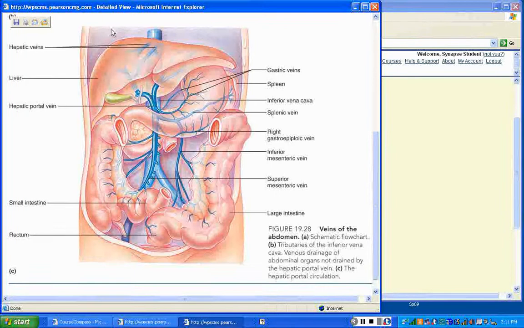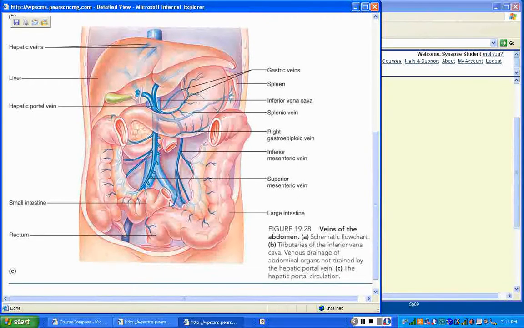Okay, so we got to pick up the rest of the stuff. Liver, right here. Small intestine, rectum. I'm just going down the column. Coming up the other side, large intestine. Hey, look, there's a superior mesenteric and inferior mesenteric vein. Why is the superior below the inferior? Because they chose to label it there. That's why.